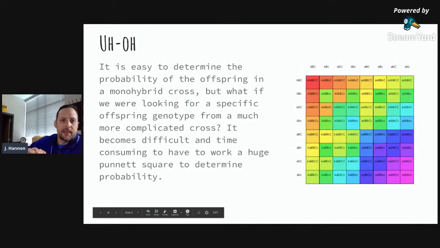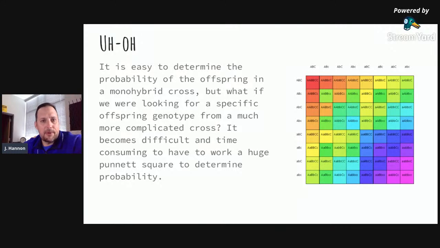Okay, so it's really easy to determine the probability of offspring in a monohybrid cross. But what if we're looking for a specific offspring genotype from a much more complicated cross? It becomes very difficult and time-consuming to have to work a huge Punnett square to determine probability. This square that you see on your screen right here is a trihybrid cross. It deals with 3 characteristics. In this case, it's A, B, and C. And you can see that it requires 64 boxes to do this cross.